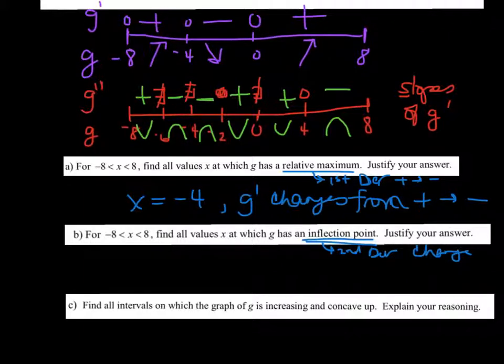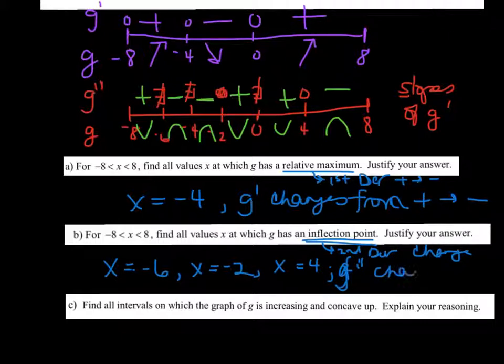Well, I would say right here at x equals -6. I would say it happens again at x equals -2. It happens again at x equals 4. And again, the justification would be because the second derivative, oops, it's g double prime, changes sign.